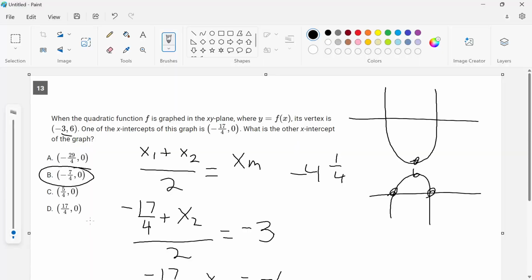Well, look at the answer choices. Negative 29/4, 4 times 7. That's bigger than negative 7. So it's negative, number 1. So C and D are out. This one's way too big.